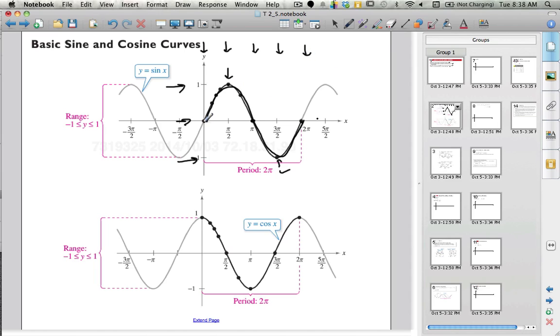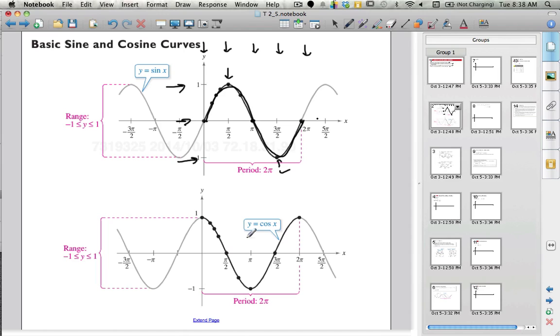So when I start at 0, 0. At the first quarter mark, I'm at the upper amplitude. At the second quarter mark, or halfway through, I'm back to 0. On the third quarter mark, I'm at the lower amplitude. And in the fourth quarter, when I complete the period, I'm back to 0.